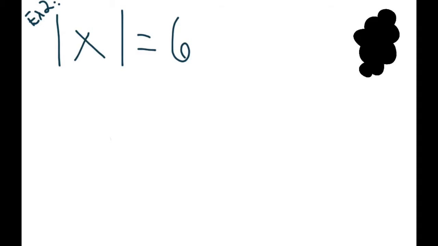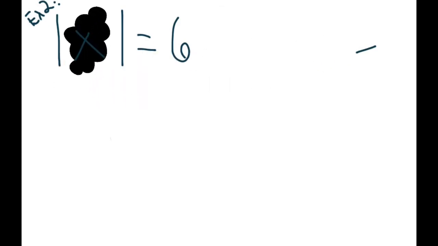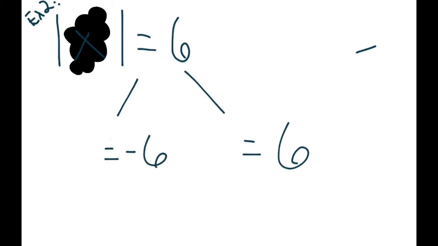The way I like to think about this is I like to think about a blob. Whatever is on the inside of the absolute value, I'm going to cover it up with a blob, or you can put your hand or your finger over it, however you want to do it. So we're thinking the absolute value of blob equals 6. What numbers have a distance of 6 from 0? Well, 6 is 6 away from 0, so we can have just 6. But also negative 6, because the absolute value of negative 6 is 6; negative 6 is 6 away from 0.